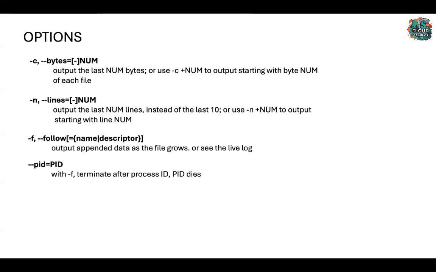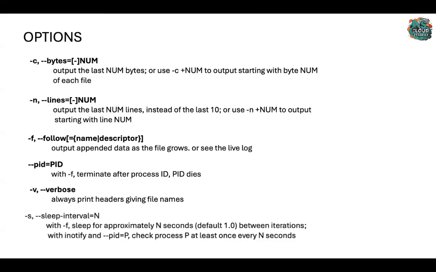You have to show me output. Once that PID is terminated, this tail command also will be terminated. Okay. The next is verbose. So what is the verbose? When you use -v, it will show you the name of the file, right?